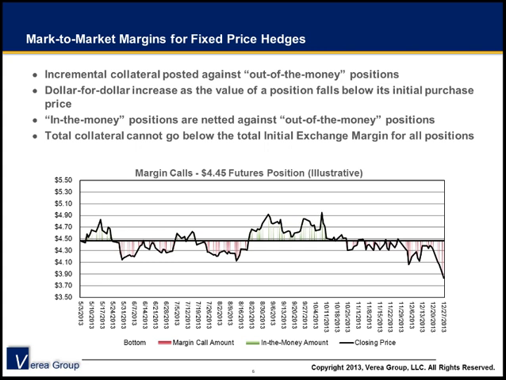In addition to the initial margin, as I mentioned, there are ongoing mark-to-market margins for the fixed price. If the contract is out of the money, there is a dollar for dollar requirement for additional margin calls. If we have a portfolio of futures contracts, the in the money positions are netted with the out of the money positions of this portfolio, and of course the total margin can never go below the initial margin that has been set.